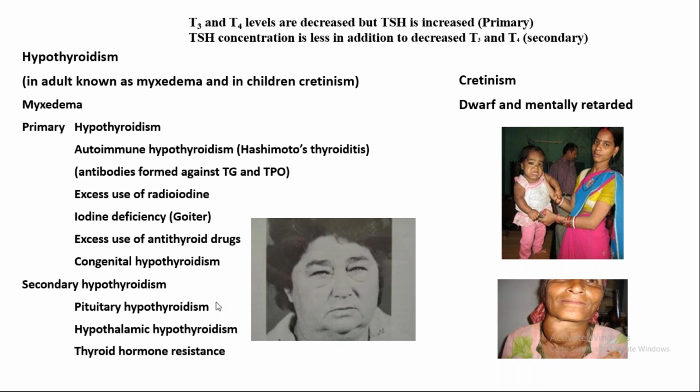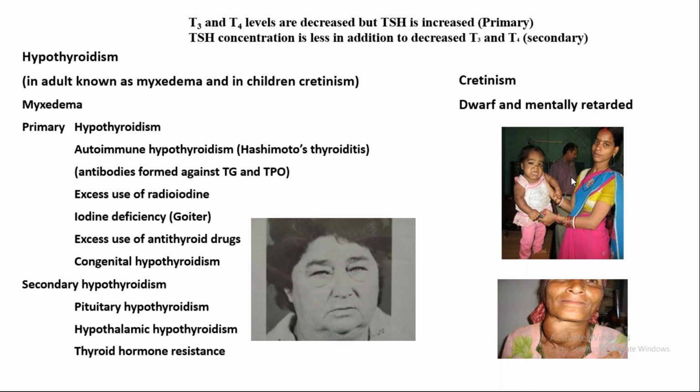In pituitary hypothyroidism, if the pituitary thyrotropes are not functioning well, then not enough TSH is available, so the thyroid gland cell will not function. Hypothalamic hypothyroidism means the neurons in the hypothalamus are not synthesizing or releasing TRH. Ultimately, TSH will not be secreted, and T3, T4 will not be there, and then thyroid hormone resistance. So this black and white photograph is myxedema. This is the goiter, and this is cretinism. Cretinism is dwarfism and mental retardation.